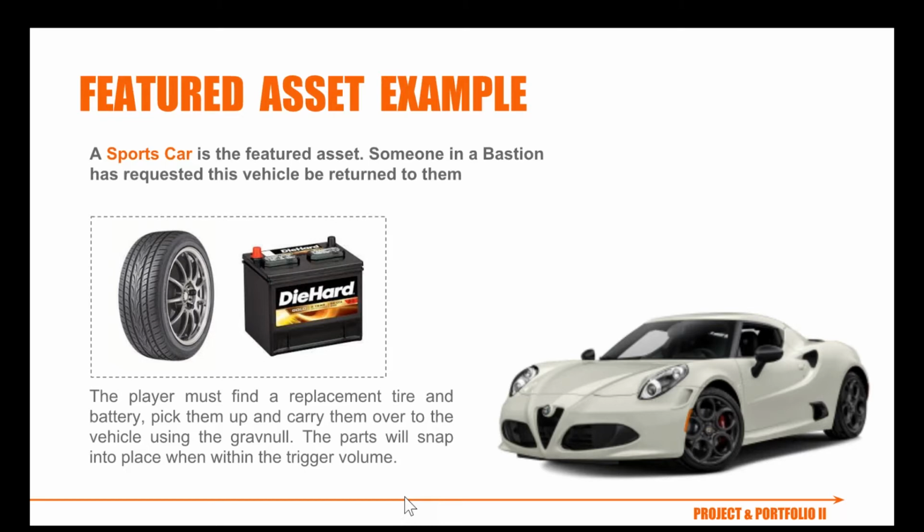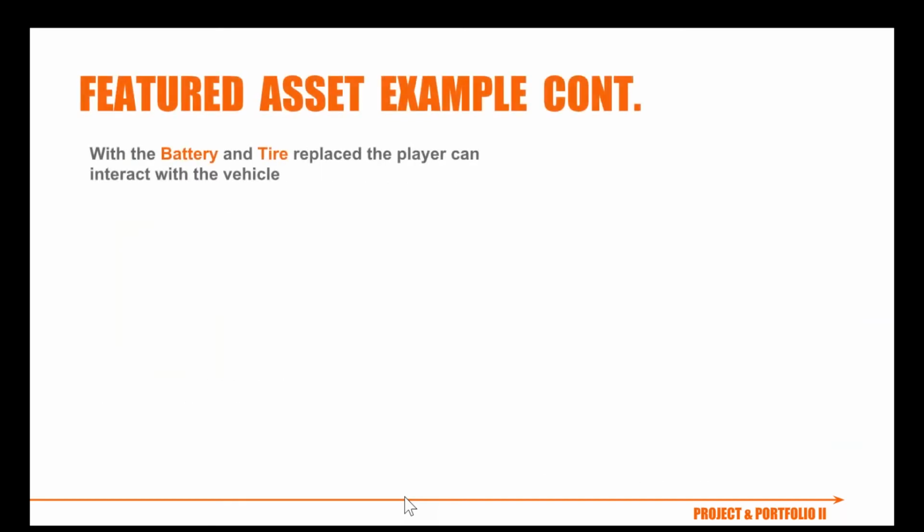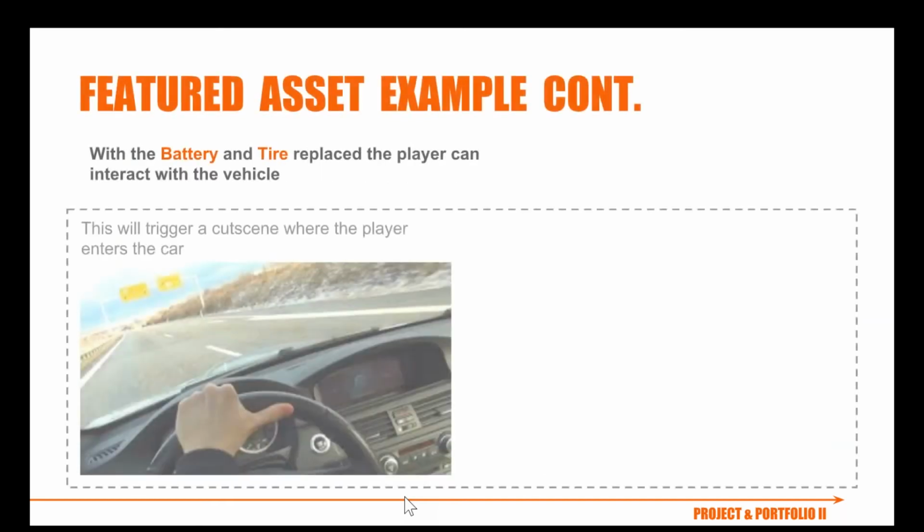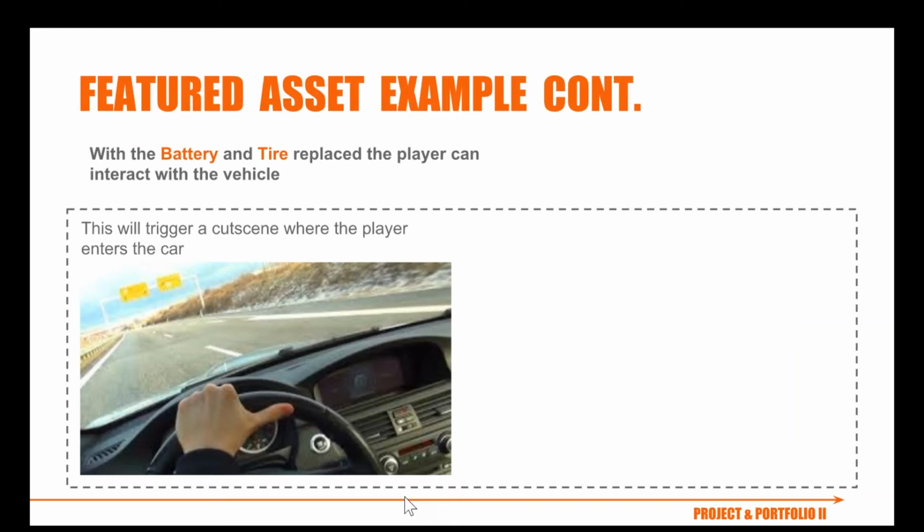So once the player finds those two objects and they snap them into place, they're able to walk up to the vehicle and then press the interact key to enter into the vehicle, right? And this will trigger a cutscene where the player enters the car. Now if you've already read the Creative Vision, you might be saying to yourself, wait a minute, the Creative Vision says no drivable vehicles. And you are correct, right? We don't want the player actually getting in and controlling the vehicle, right?